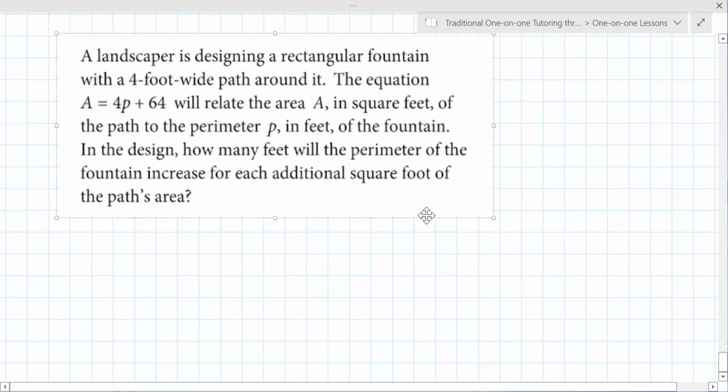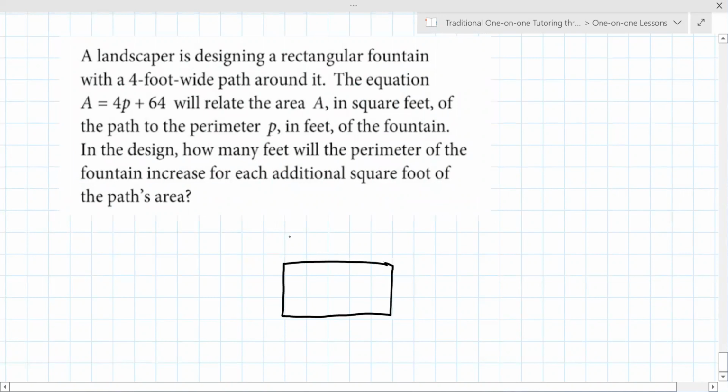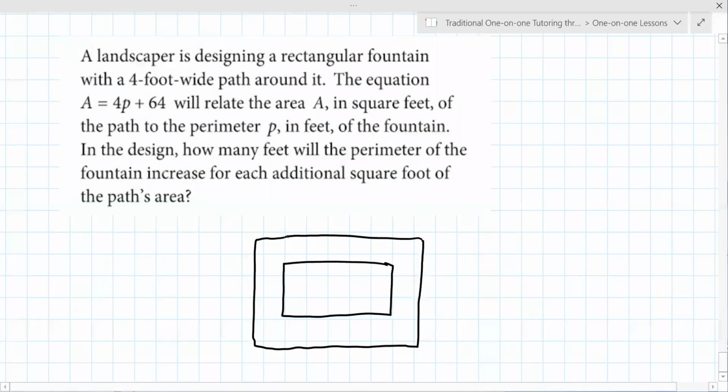All right, so it says a landscaper is designing a rectangular fountain. That's weird. I've never seen a rectangular fountain. Okay, with a 4-foot wide path around it. So here's the fountain, and then the 4-foot wide path around it means that this is the path. Do you visually agree with my picture? Kind of. Yeah. Sure. Okay. Think of a swimming pool and you've got a path around it or something. I mean, that's what this is.